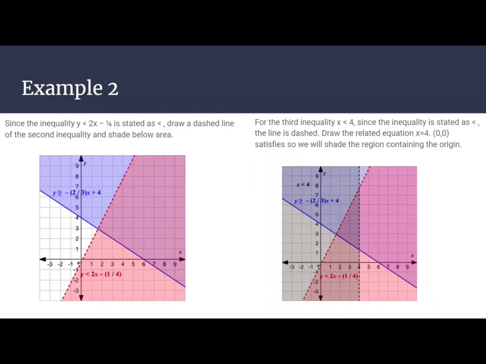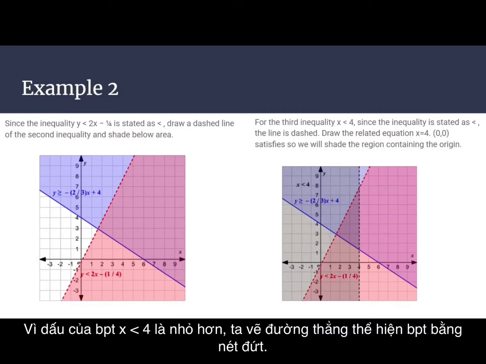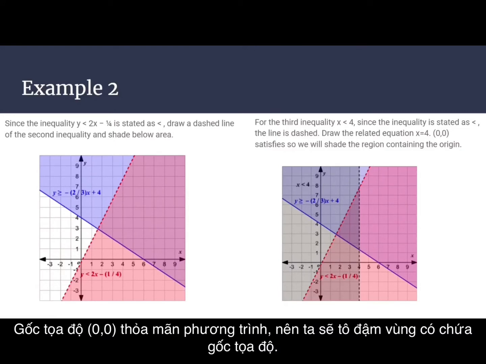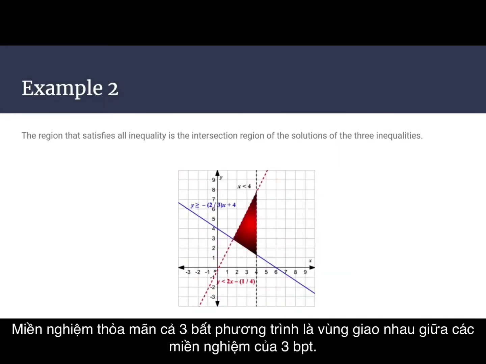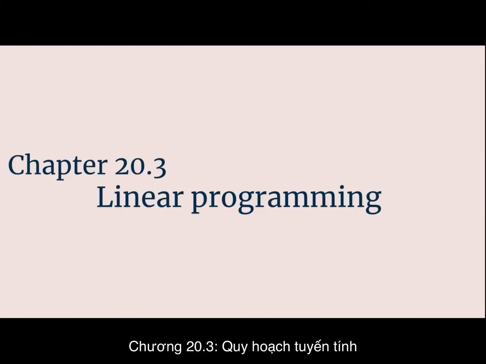And for the third inequality, x less than 4, since it's less than, we'll draw a dashed line. Draw the related equation x equals 4. We see that the origin also satisfies it, so we'll shade the region containing the origin. And we can see that the region that satisfies all of the inequalities above is the intersection region of the solutions of all 3 inequalities. So next, chapter 20.3, linear programming.